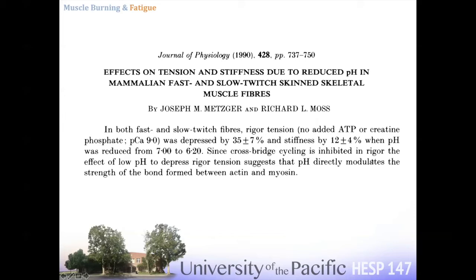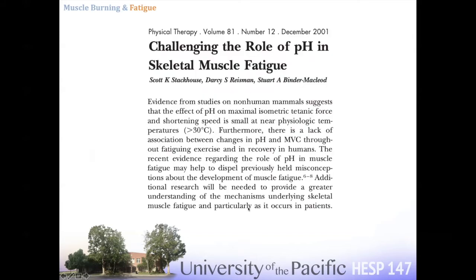So pH directly modulates the strength of the bond formed between actin and myosin. That's the other one. It's not necessarily the troponin C explanation, but in cross-bridge cycling, the bond between actin and myosin. I mean, we're in 1990, and that's still a commonly held position. Fast forward into the 21st century, just 2001, right into the onset of the 21st century, and I start questioning a lot of this pH change and skeletal muscle fatigue. It doesn't really seem to hold up when you do these validation studies and you start testing these things. Like, I'm not really seeing it anymore.